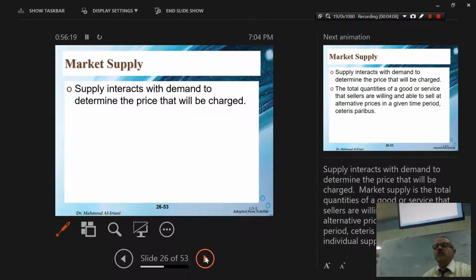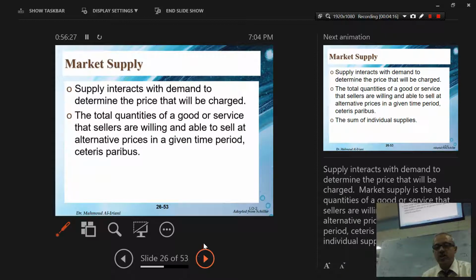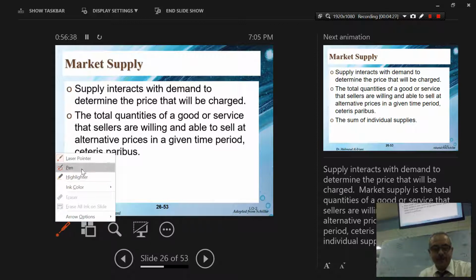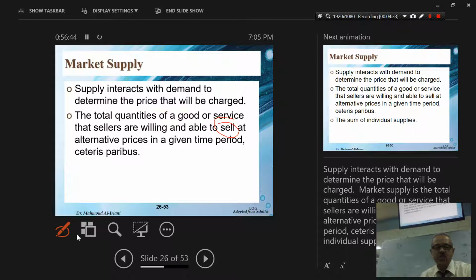Now here we move to the other side, which is market supply. Now market supply is the other side. Supply interacts with the demand to determine the price that will be charged and the total quantities of a good or service that sellers are willing and able to sell. So here the key point is sell. And at alternative prices in a given time period, ceteris paribus.